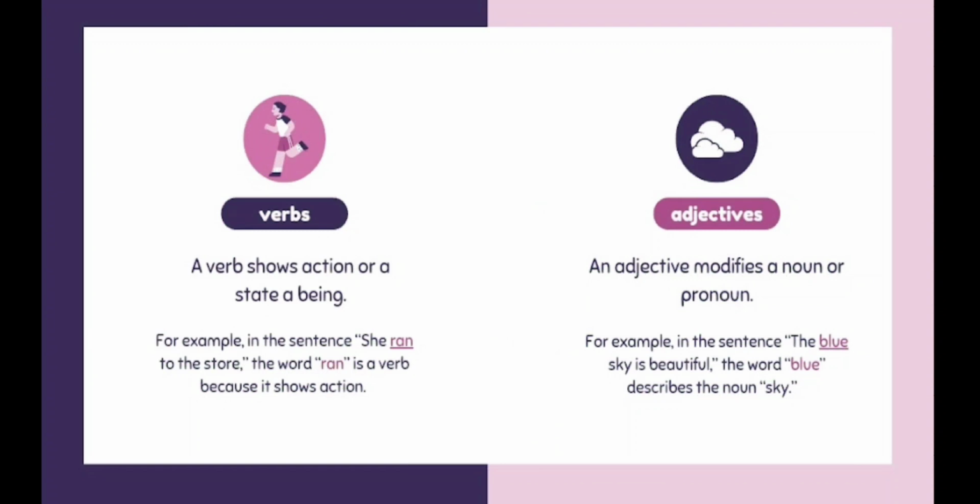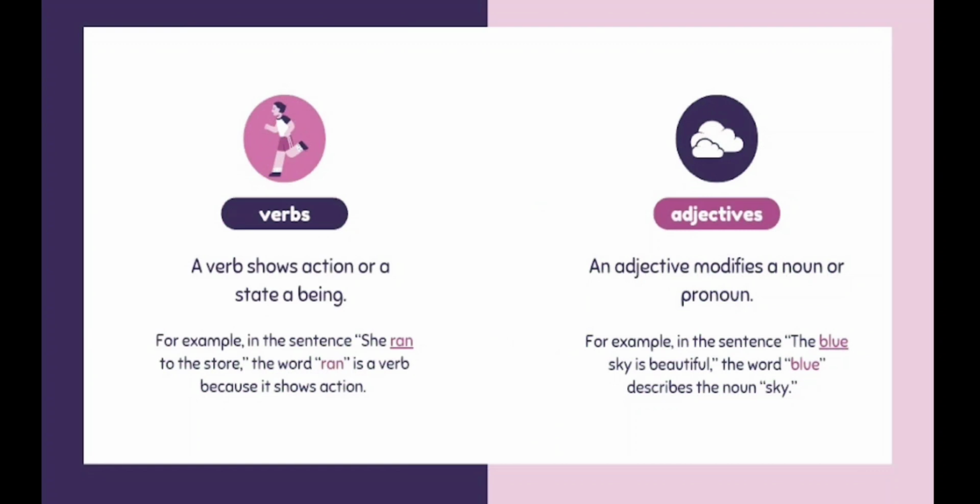Verbs. A verb shows action or a state of being. For example, in the sentence, she ran to the store, the word ran is a verb because it shows action. Can you name some actions? Wonderful. Actions can be like running, sitting, eating, and right now you're watching, so that is also an action.